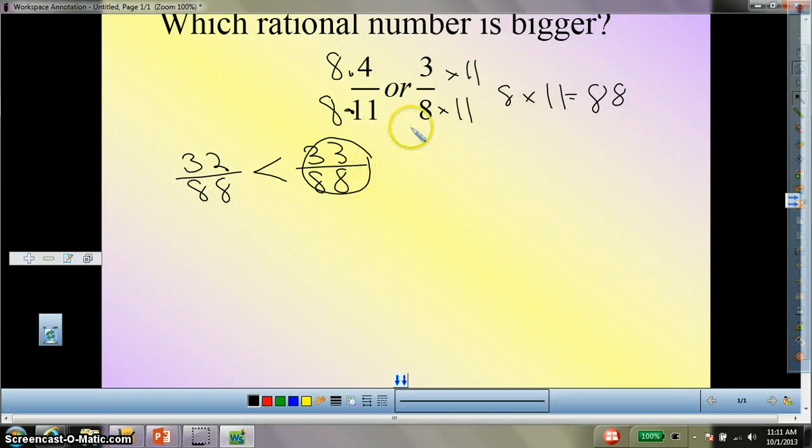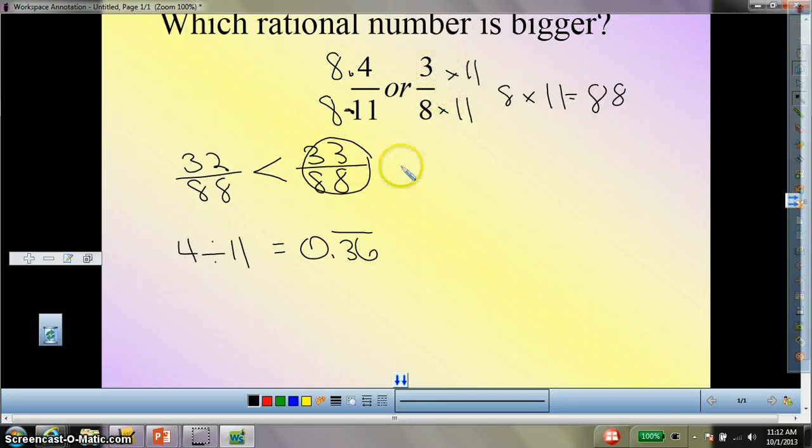Now, the other way that we can do this is to change both of the numbers into decimals and then compare them. We do that by dividing numerator by denominator. So 4 divided by 11 is 0.36 repeated.